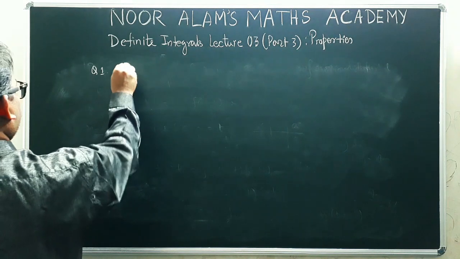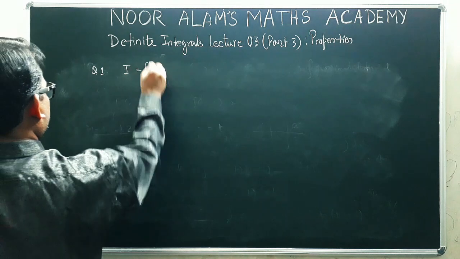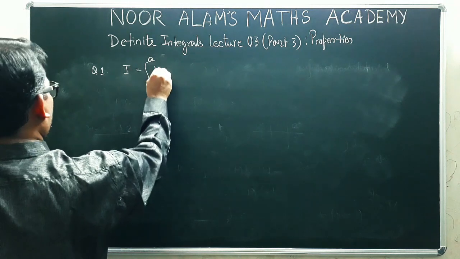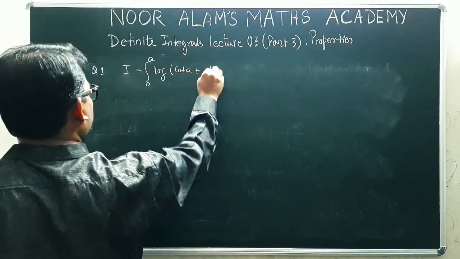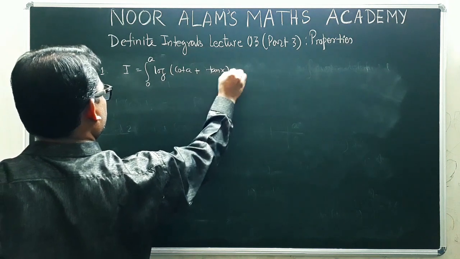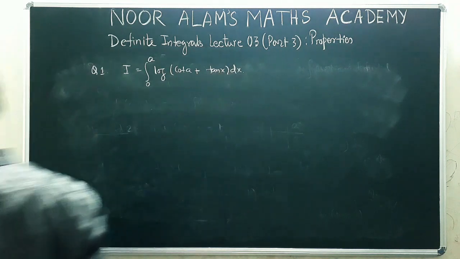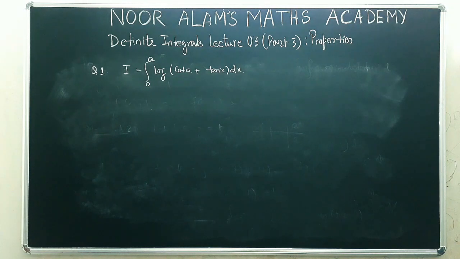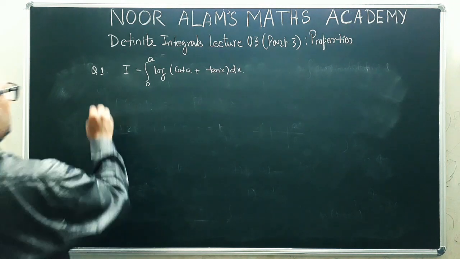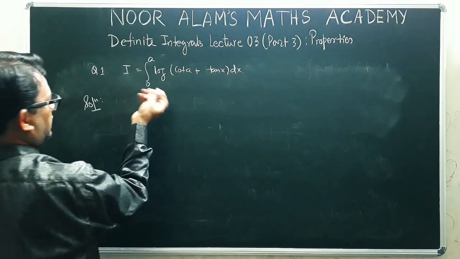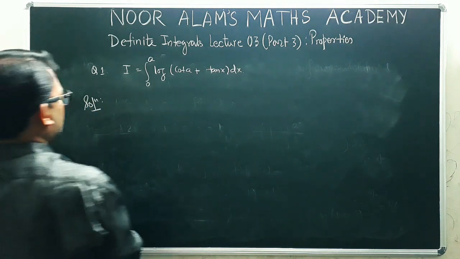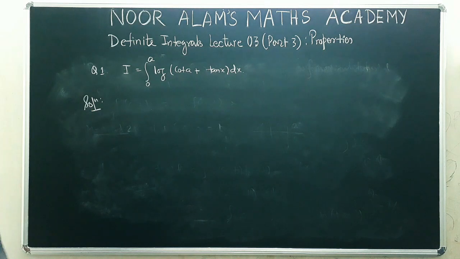The question is, I is given as the integral from 0 to a of log of (cot a plus tan x) dx. Now how to solve this? We use the property that we just proved, that is property 5. Property 5 we have to use.